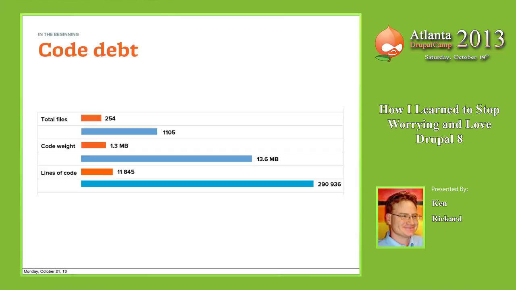What have we been doing? We've been generating code debt for 11, 12 years now. And that code debt is in the form of increased complexity because we're putting more and more demands on the system. And this is a slide of the comparison of Drupal 3 to Drupal 7, actually. Total files, the code weight, the lines of code.